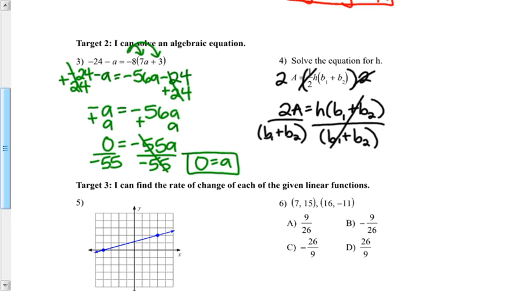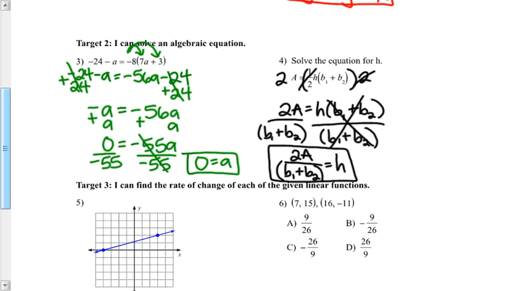And then notice, since that whole thing cancels out, we just have h left on that right side, which is what we were going for in this problem. So the final answer is kind of ugly, but it still works. b1 plus b2 is in the denominator. And if it makes you feel better to have those parentheses, that's fine too, but that would be your final answer.